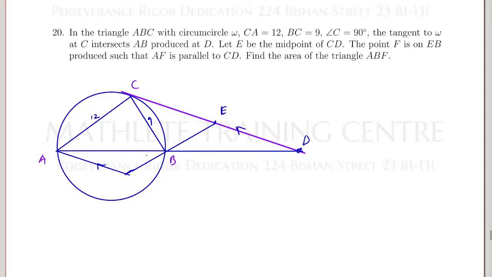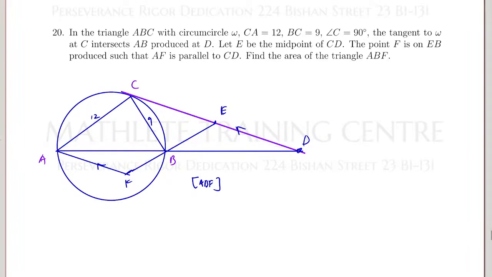The idea is that to calculate the area of this one, we don't calculate the area of this one. We instead calculate the area of this one, and then we use similar triangles. They are parallel, so we can do that. So in fact, the area of ABF is how much? Well, I have to know what the ratio here is, right?